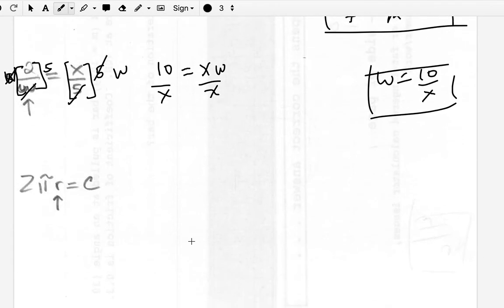C equals 2 pi r. Divide both sides by 2 pi, and we get r equals c over 2 pi. Boxed.